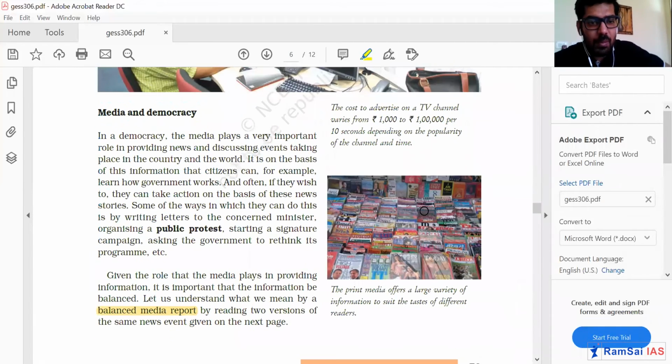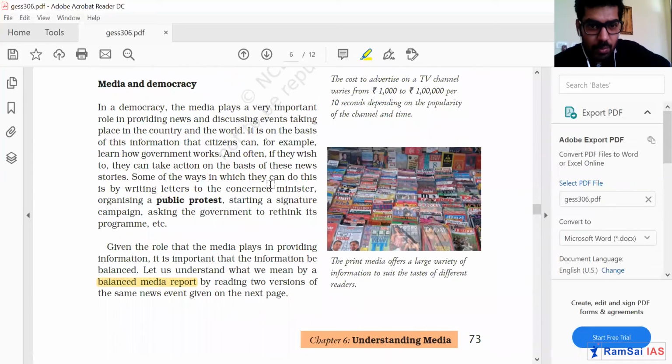So what role does media have in democracy? Media is rightly called the fourth pillar of democracy, the first three being legislature, judiciary, and executive. In a democracy, media plays a very important role in providing news and discussing events taking place in the country and the world. On the basis of this information, citizens can, for example, learn how government works. And often, if they wish to, they can take action on the basis of these news stories. So this is what ideally should happen.